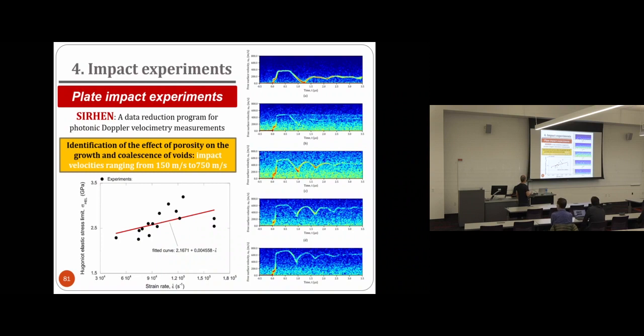So these are the beautiful signals that we obtain, right? These are just the spectrograms. So you can see here the free surface velocity as a function of time. The wave is reaching the free surface of the target, and the velocity increases. This is the Hugoniot elastic limit. Then the plastic wave comes and reaches this Hugoniot plateau, right?